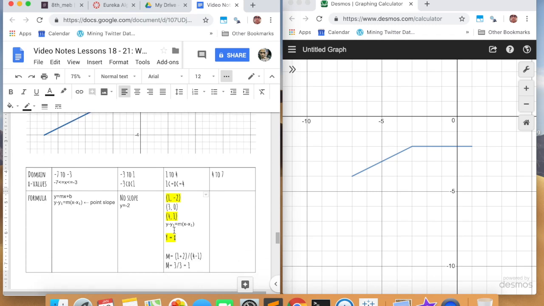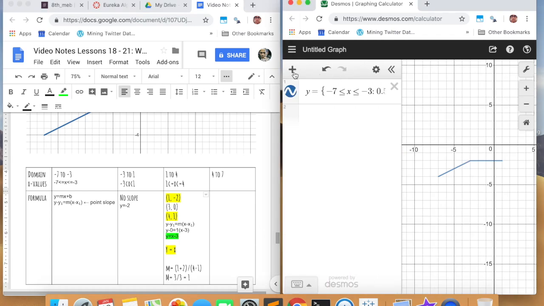So my slope in this case is going to be 1, makes everything really easy, and then I take my point slope formula and fill it up with the point (0, -3). So my equation for this interval is y equals x minus 3.